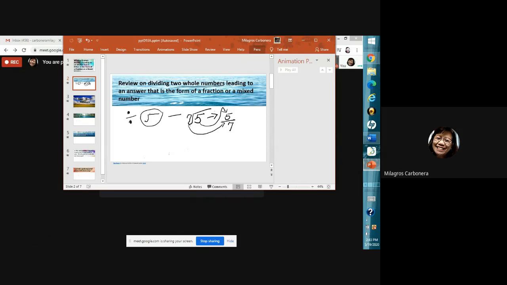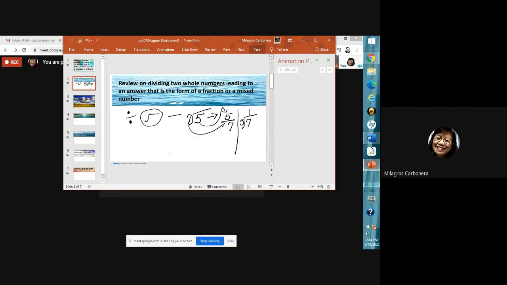Now let's take the opposite. How about if you are dividing 7 divided by 5? I'll draw a line here so they will not be mixed up together. Can you get a group of 5 from 7? Yes. How many? There is 1.